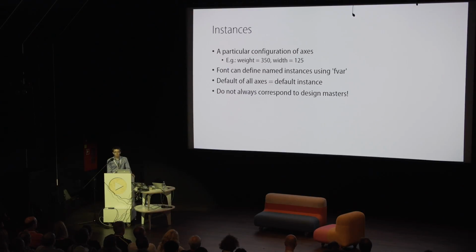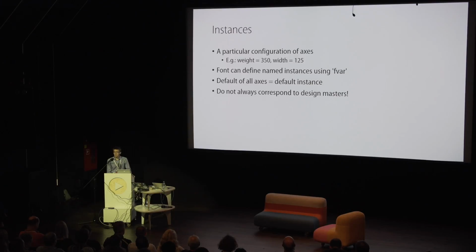So now that we have these variable fonts, how do you actually use them? Well, any particular configuration of those axis values is called an instance. So an example would be a font with weight and width axes. When that variable font is used with a particular configuration of weight 350 and width 125, that is a particular instance of that variable font.